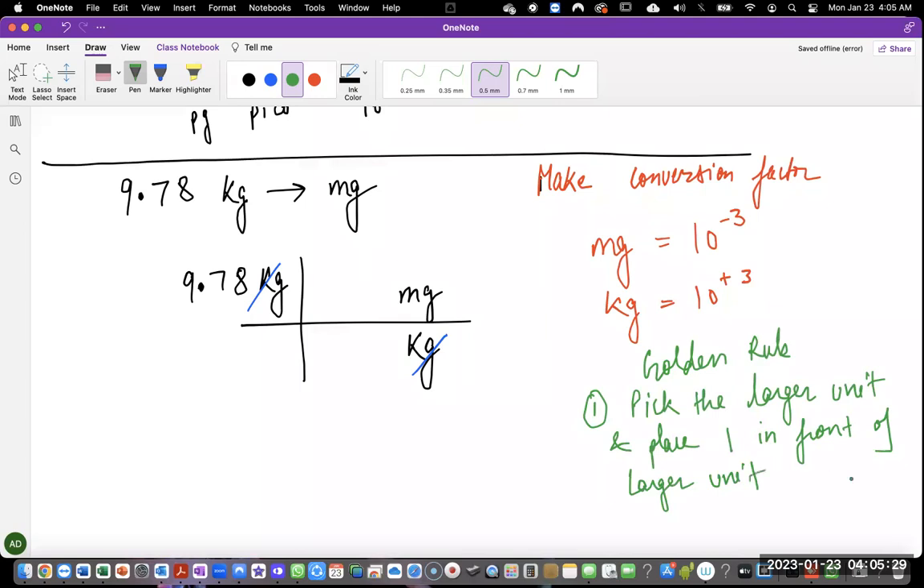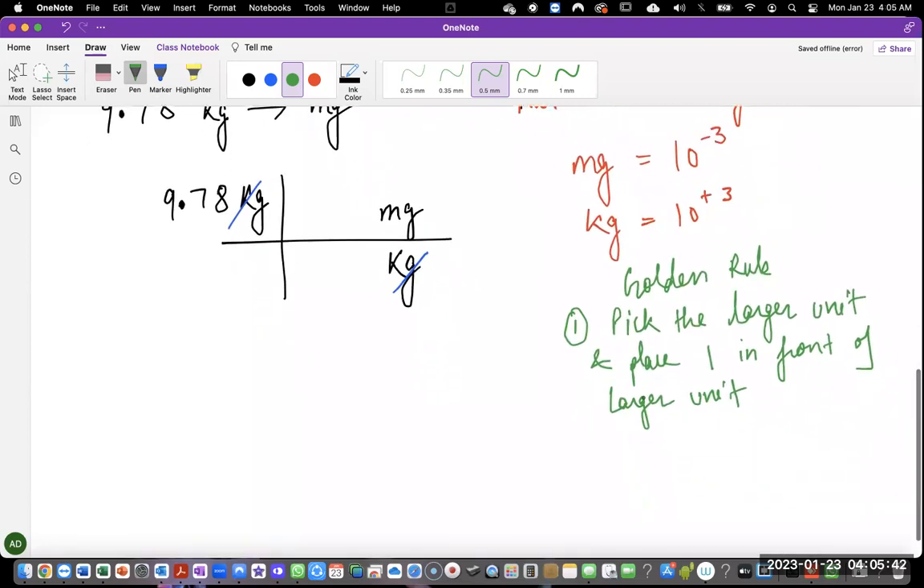So what I'm trying to say is, out of milligrams and kilograms, which one is a bigger unit? Is 10 to the power negative 3 bigger or 10 to the power positive 3 bigger? Obviously, 10 to the power positive 3 is bigger. So guys, kilo and milli. Kilo is the bigger unit. That's what we figured out. And what does the rule say? The rule says pick the larger unit and place one in front of the larger unit. So kilogram is the bigger unit. I'm going to put one in front of kilograms. Okay. All right.